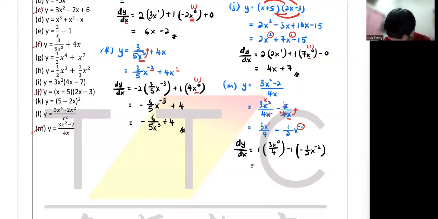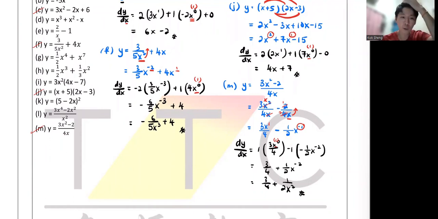So 1 times 3 over 4. X power 0, of course, is 1 again. So negative 1 times negative 1 over 2, you get positive 1 over 2. And the last step, bring over the x power negative to the bottom, and done. So number 1, finish. Just to recall back for you on how to differentiate.